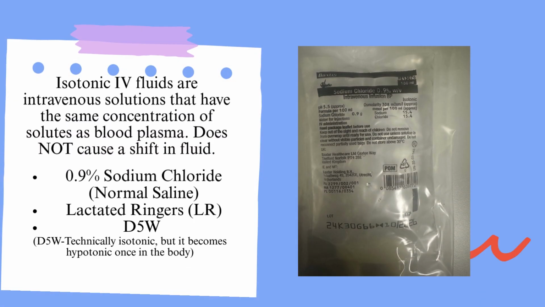Isotonic fluids have the same osmolarity or concentration as blood plasma. That means they do not cause water to shift in or out of a cell, and they stay in the bloodstream, making them ideal for volume replacement. Examples of isotonic fluids are normal saline, 0.9% sodium chloride, Ringer's lactate, and dextrose 5% in water, which is initially isotonic but becomes hypotonic once infused into the bloodstream.